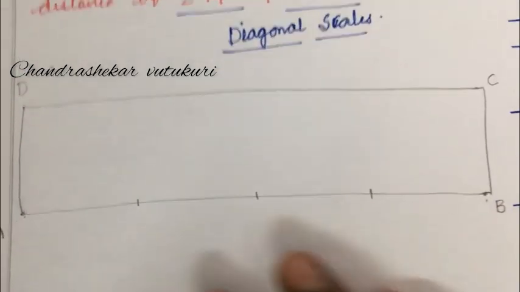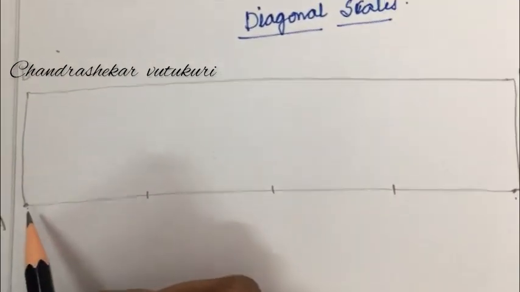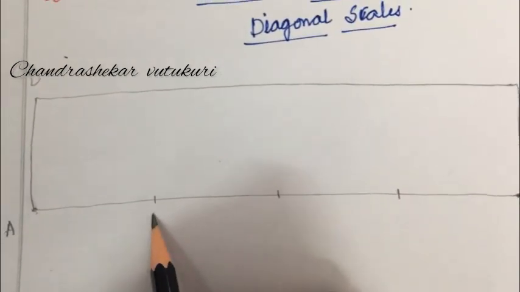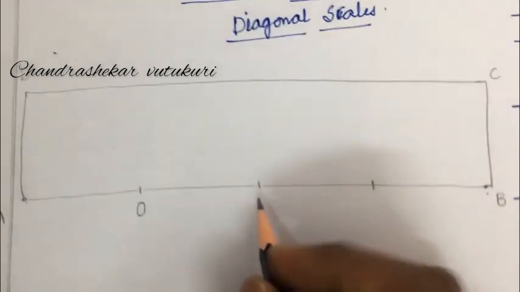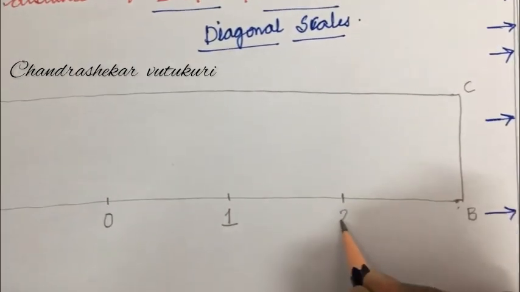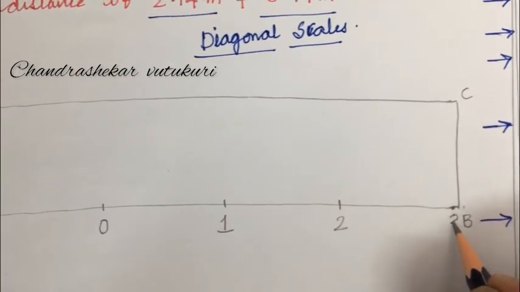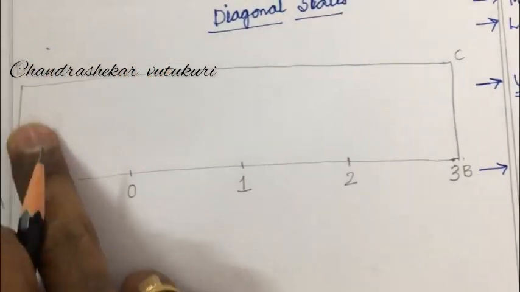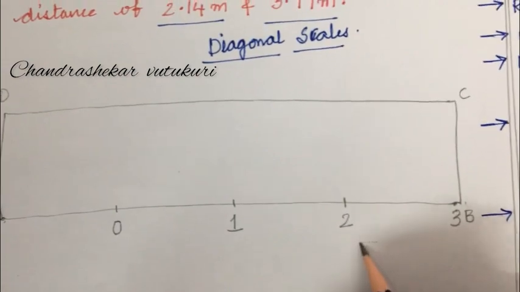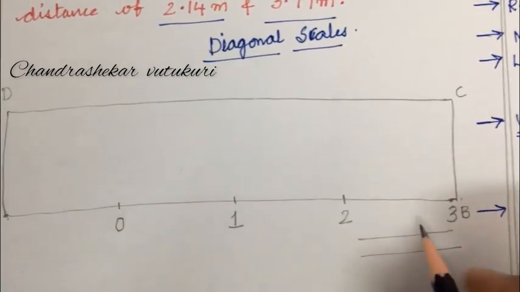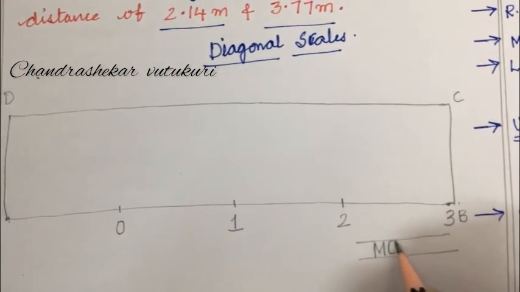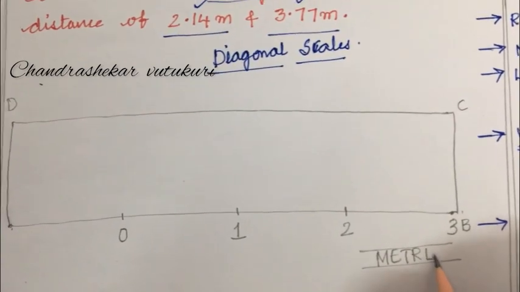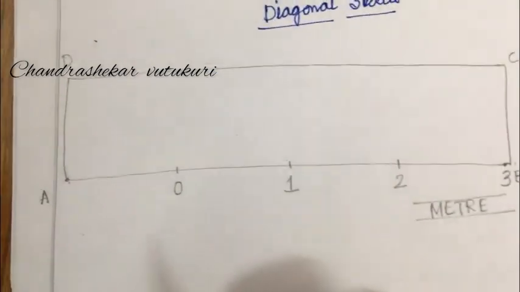The construction is similar to that of the plane scale here also. From A to the right, the first division needs to be marked as 0, and this is 1 and 2, and B is nothing but 3. I mean 1, 2, 3 and including this box, 4 meter. Hence, from 0 to the right, it is said to be a meter scale. I hope you are catching my point.